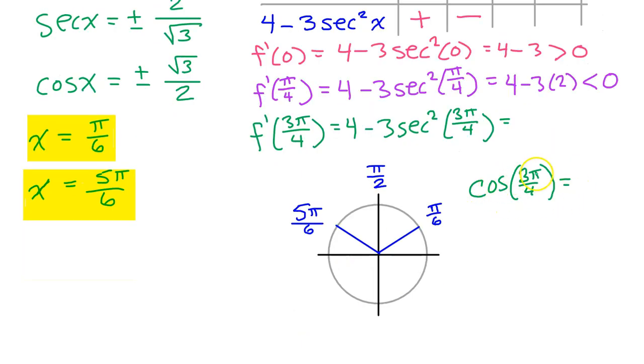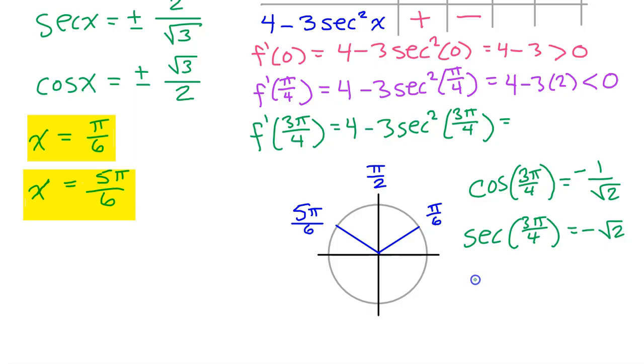Let's start with the cosine of 3 pi over 4. Since the reference angle is pi over 4, we know the cosine is still going to involve 1 over radical 2. However, in the second quadrant, cosine, which is an x value, is negative. So the cosine of 3 pi over 4 is negative 1 over radical 2. So secant of 3 pi over 4 will be the reciprocal of this, so negative radical 2.